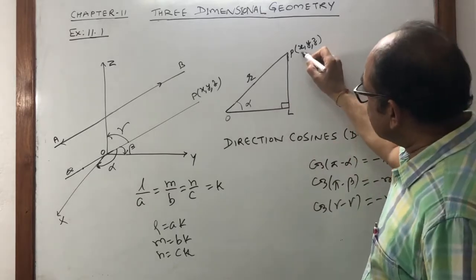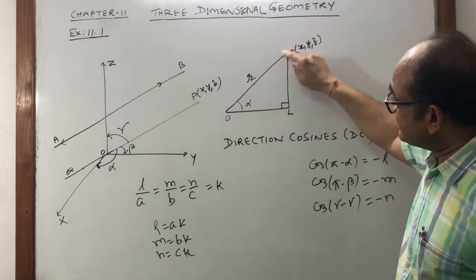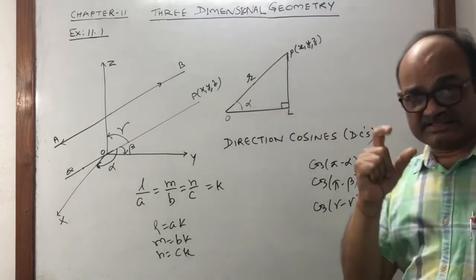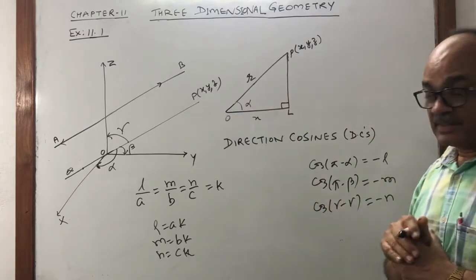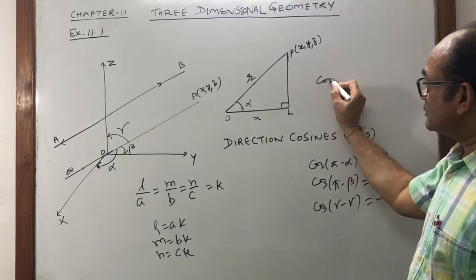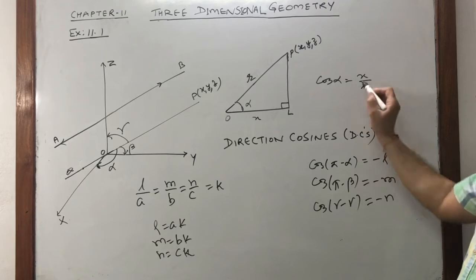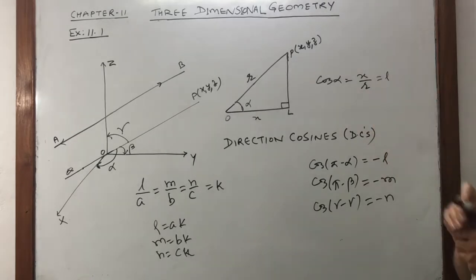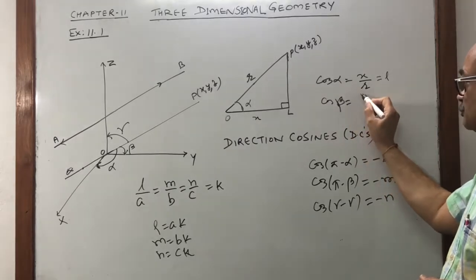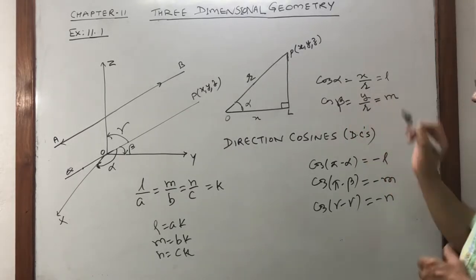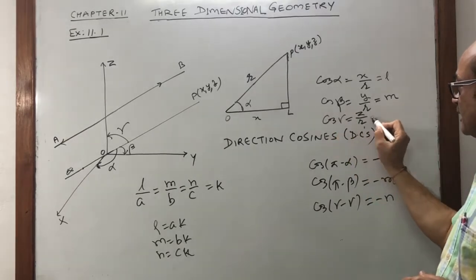Suppose x, y, z is any point P. Then you know OP is the magnitude, that is R. This OL equals X. Then simple trigonometry, what is cos alpha? Cos alpha is X upon R. This is nothing but L. It means similarly we can calculate cos beta equals Y upon R equals M, and the last cos gamma equals Z by R equals N.